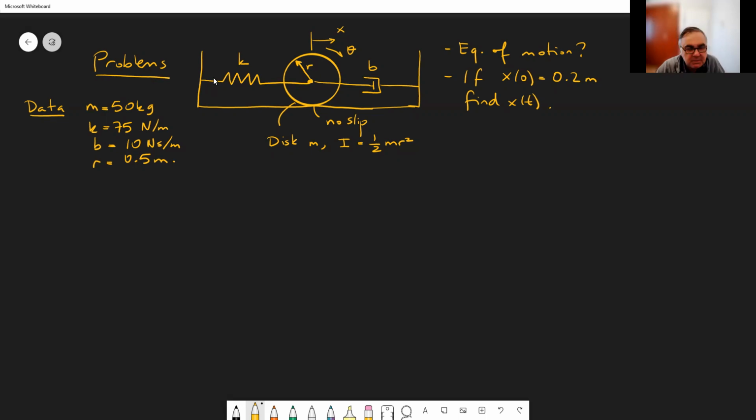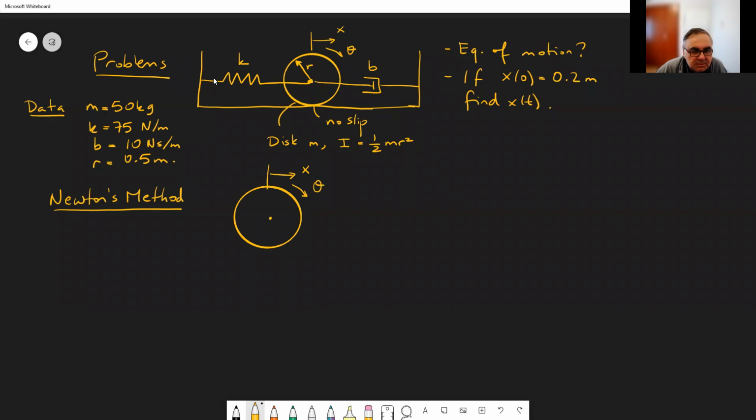Well, for the equation of motion, we will use Newton's method. We can use the energy method as well. They are equivalent. Actually, they are derived from each other, but this is more insightful. Let's say we draw the free body diagram of the disk and put the forces on it. Now, if this is x, the coordinate theta is here.